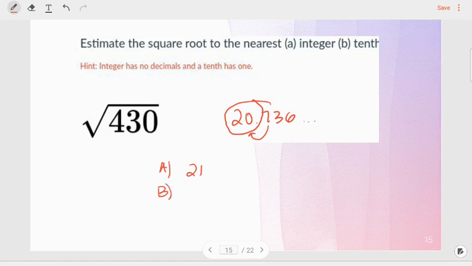Part B, nearest 10th. So I want to know closer to 20.7 or closer to 20.8. Okay, we're just fluctuating between 20.7, or does it go up by 0.1, 20.8? This 3 does not cross that halfway threshold, so we are closer to 20.7.